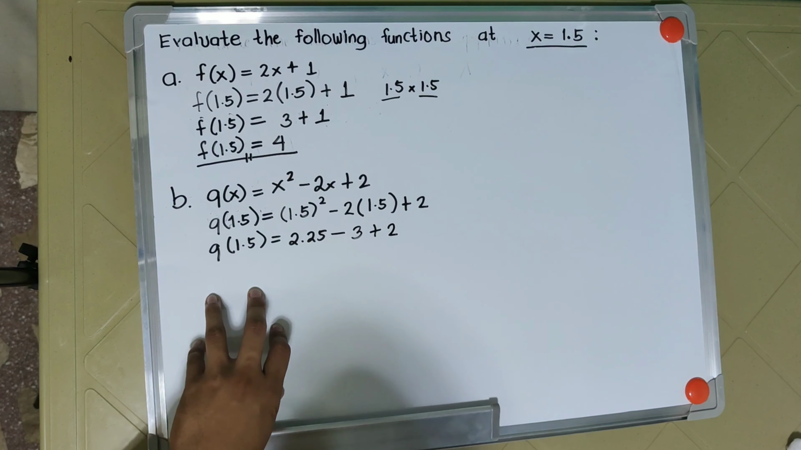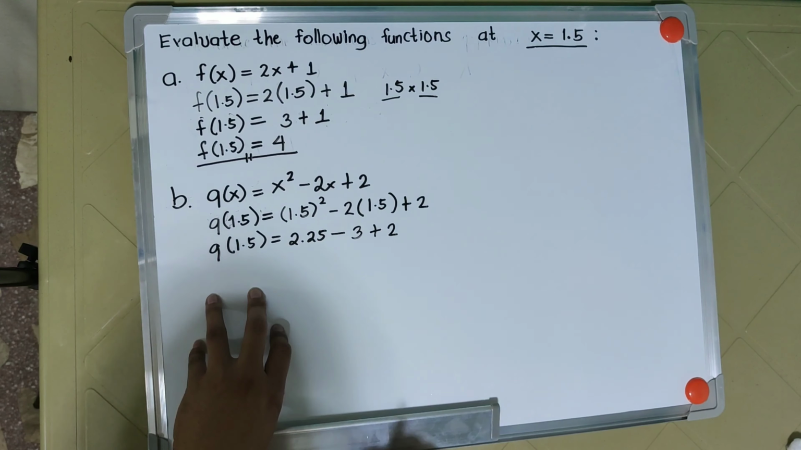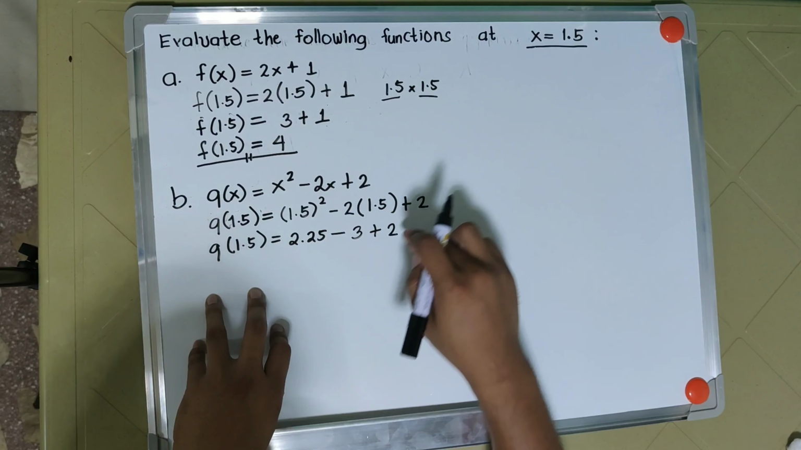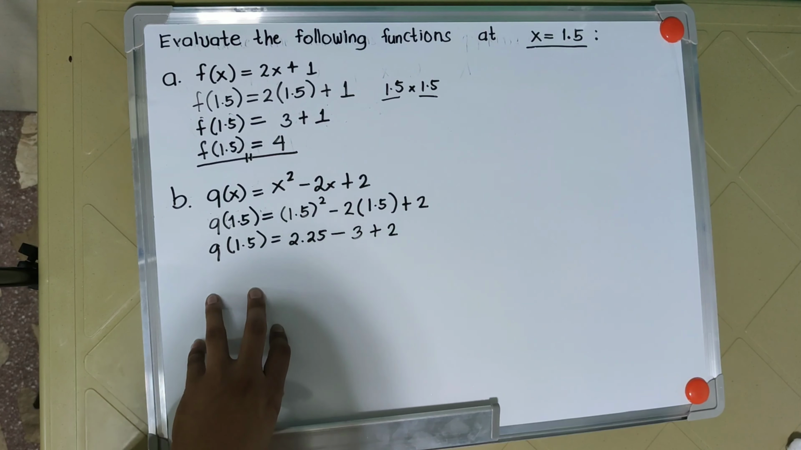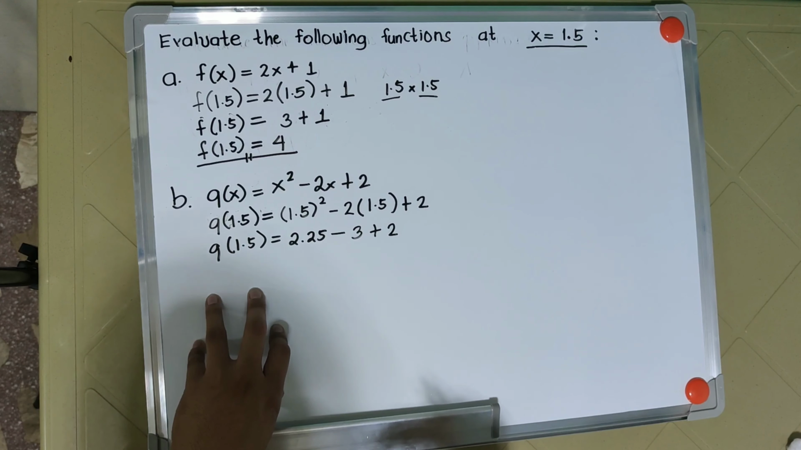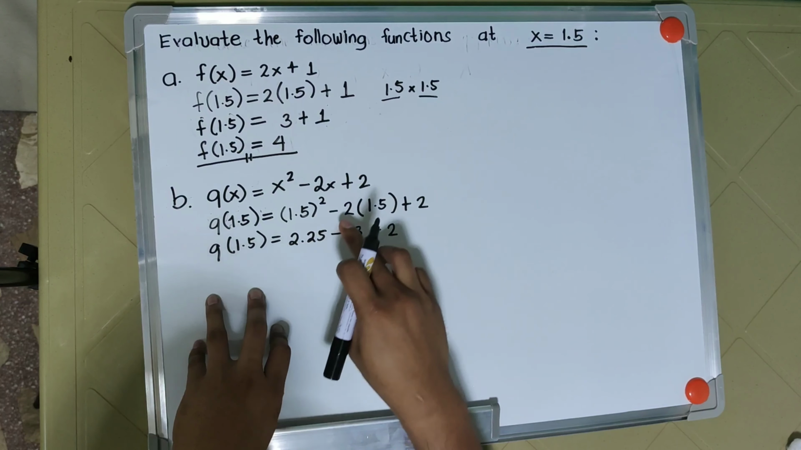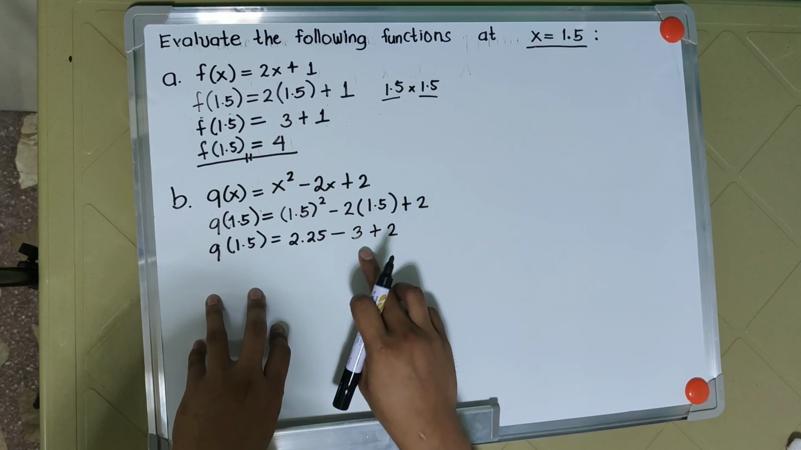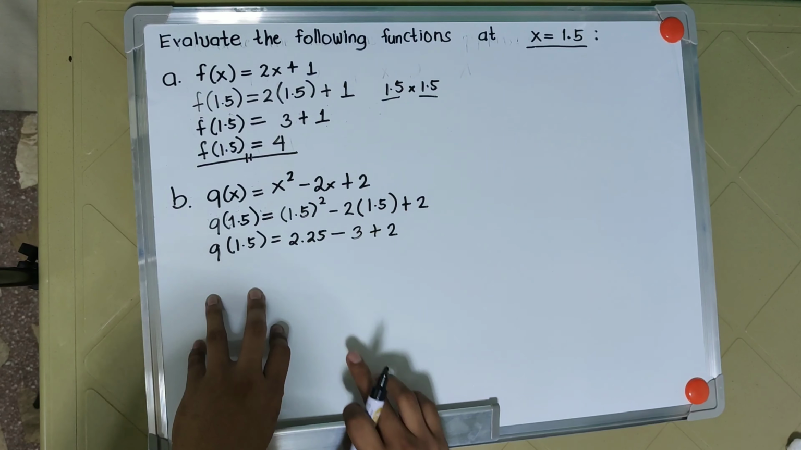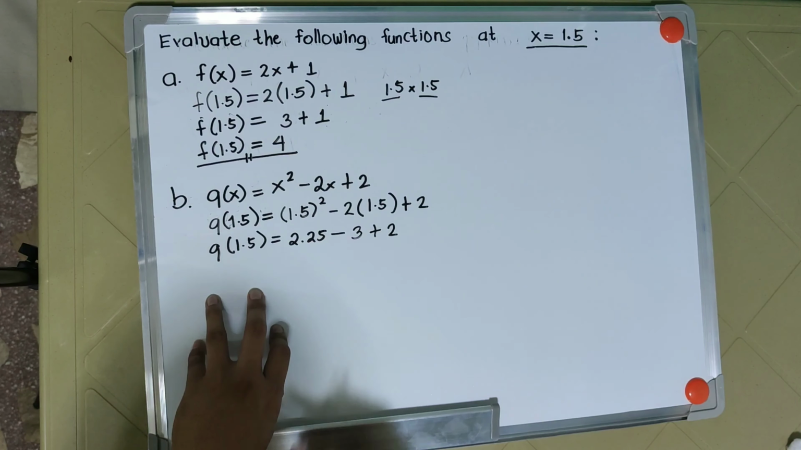Question, sir, nasaan si 1.5 square, sir? Nasaan si 2 saka nasaan si 1.5? Bakit si plus at saka si 2 na lang ang natira? Again, kapag nagamit mo na, kapag natikman mo na, kapag nagpagsawaan mo na, iwanan mo na, bigay mo na sa barkada. So 1.5 square is equal to 2.25. Minus 2 times 1.5 is 3. Si plus at saka si 2, andyan pa. Kasi hindi pa siya nagamit.